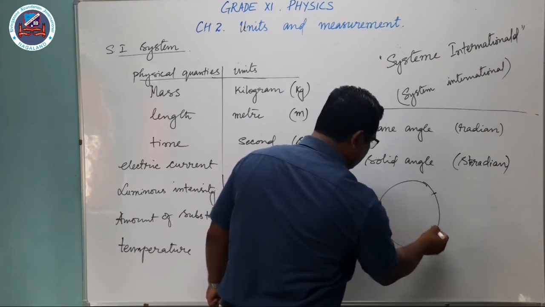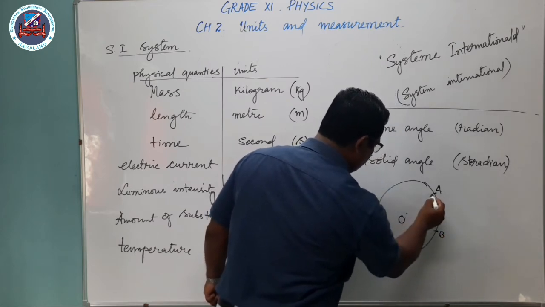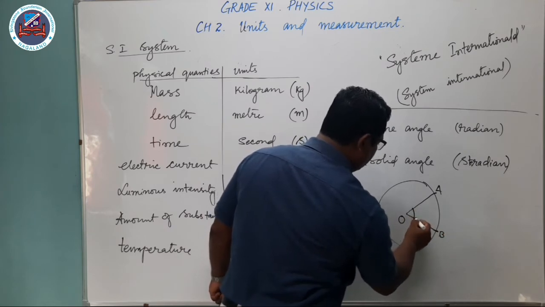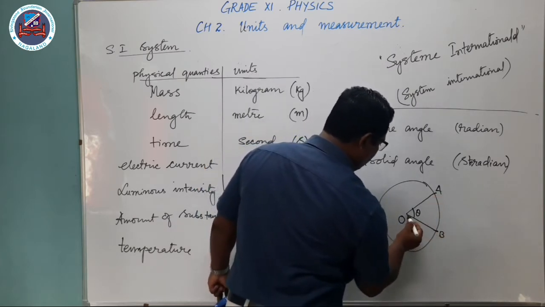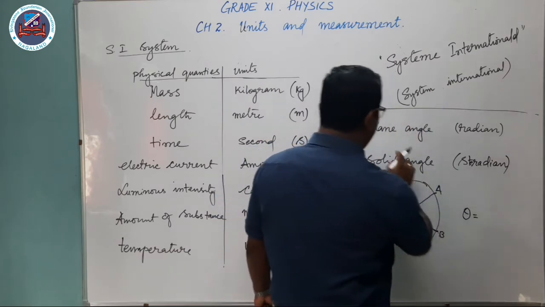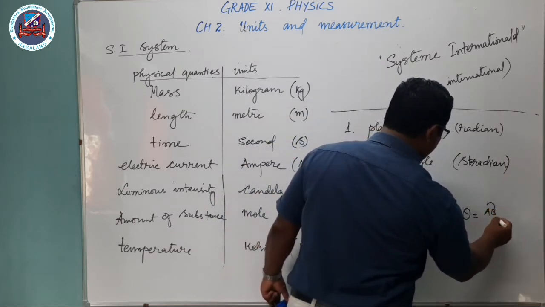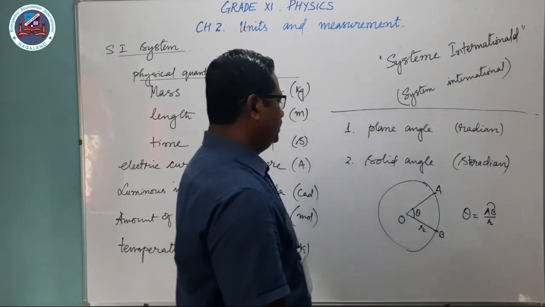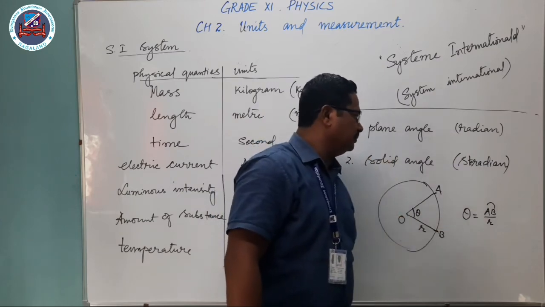Now when you say plane angle, you can take a circle first of all. You can take an arc. Suppose AB is the arc and this is the center of the circle, O. If you join AO and OB, you get an angle. This angle we call the plane angle. This is the arc length AB and OB is the radius R. So this theta, the plane angle, is defined as the arc length AB divided by the radius R. Angle equals arc length divided by radius.